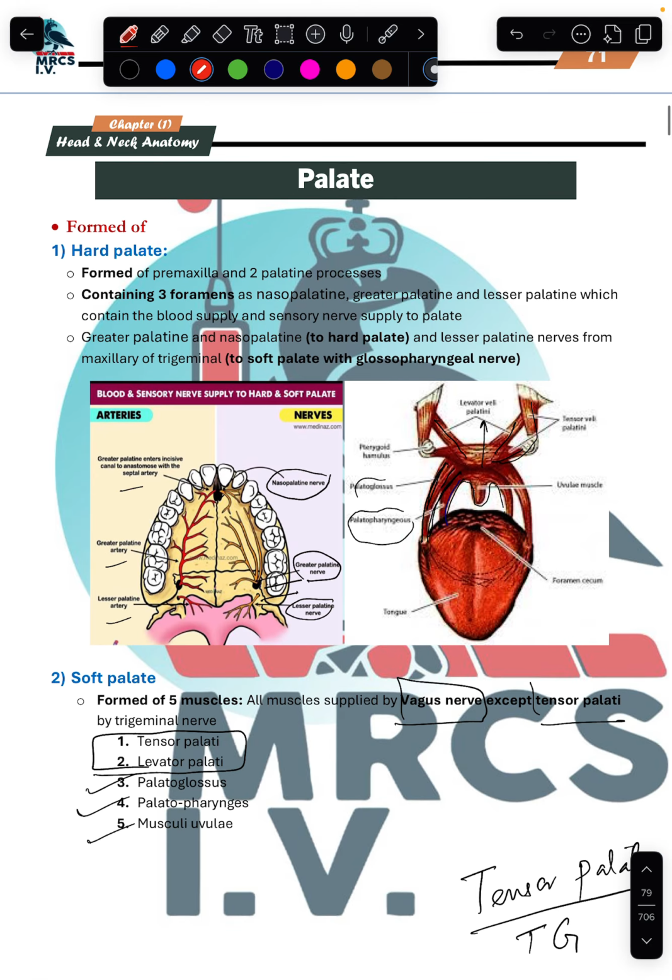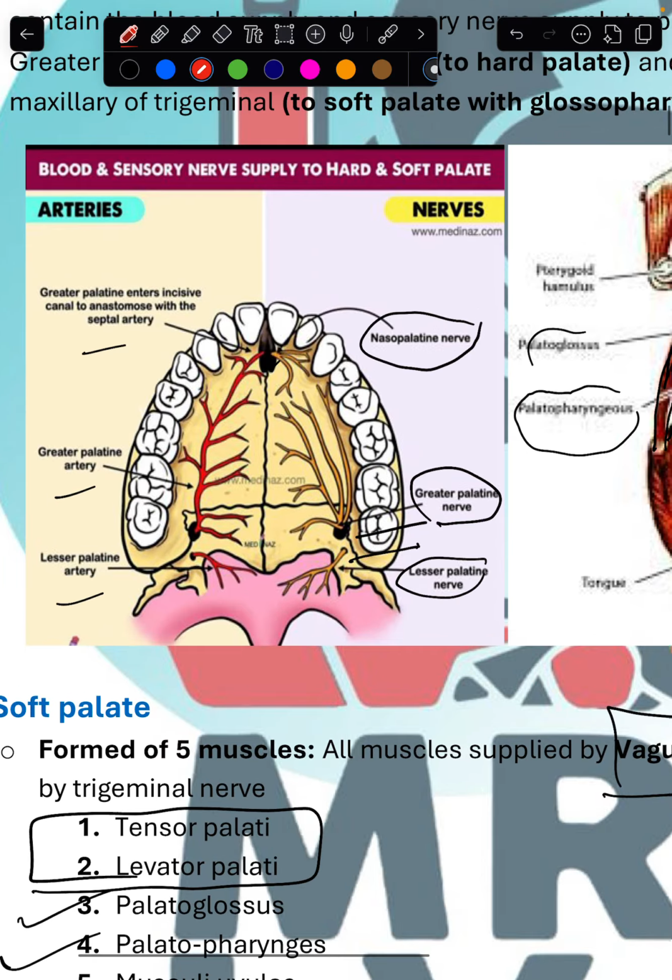Coming to the palate, it has a hard palate and a soft palate. The hard palate is formed from the premaxilla and palatine processes, containing 3 foramina: nasopalatine, greater palatine, and lesser palatine, carrying blood supply and sensory supply to the palate. The greater palatine, nasopalatine, and lesser palatine nerves come from the maxillary nerve to the soft palate. You can see here these are the nerves: nasopalatine anteriormost, greater palatine in between, and lesser palatine posteriorly.